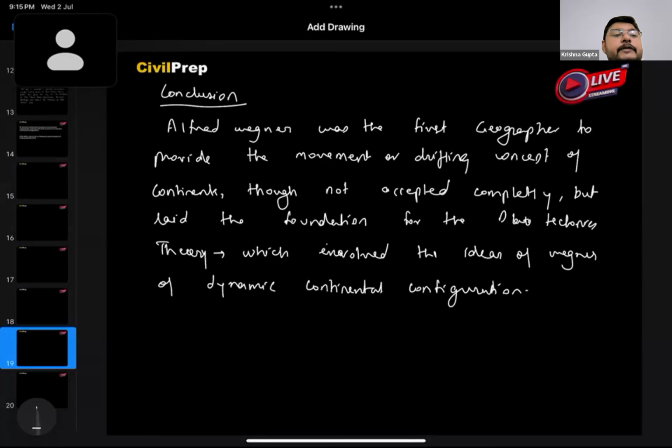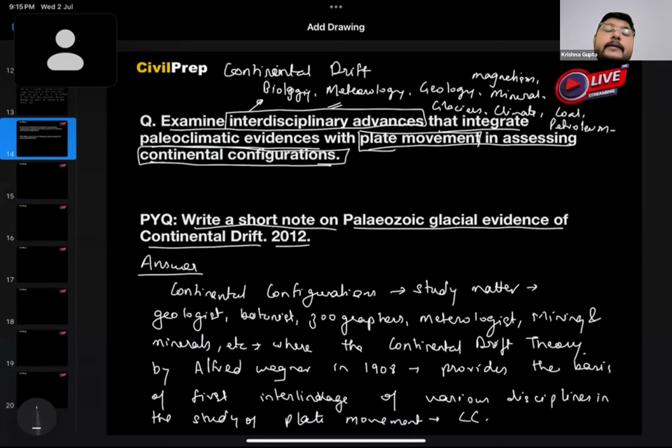So this is the answer which we can see is quite associated with the question, and we can provide here the interdisciplinary advances and how this question can be approached.